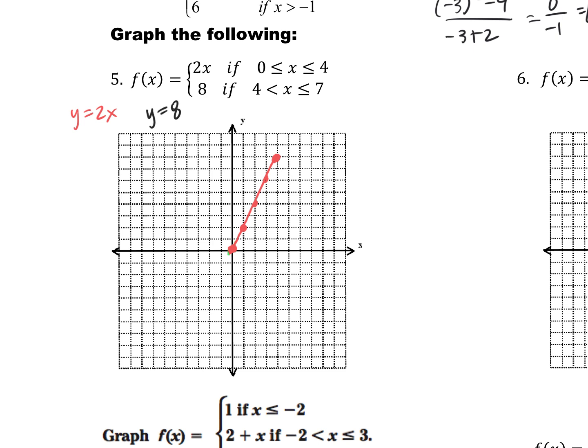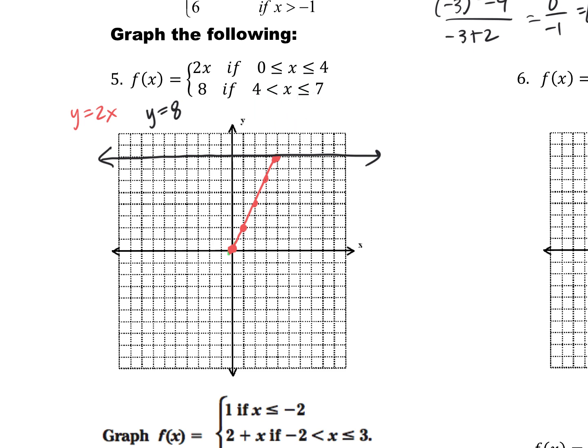Say it again. It's going to be a horizontal line, you guys. A horizontal line where? When y is 8. And maybe you'll want to watch me do this before you draw it. I'm just going to say, because I can erase a lot easier than you guys. Here's y equals 8. Where do they care about y equals 8, though? Only between 4 and 7.